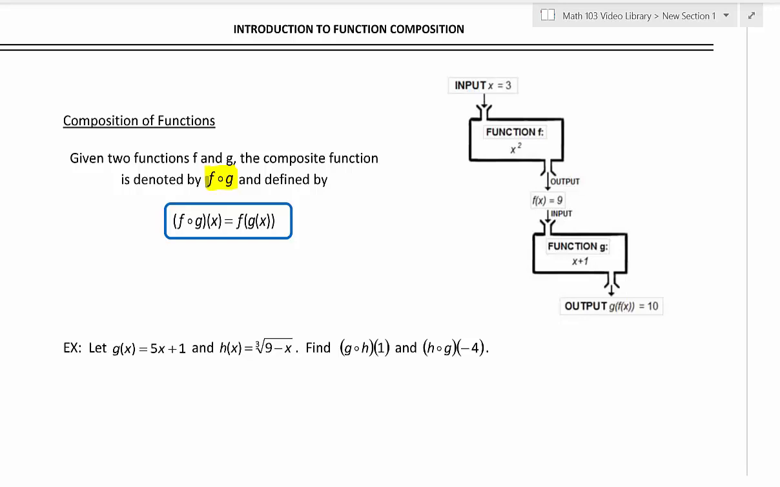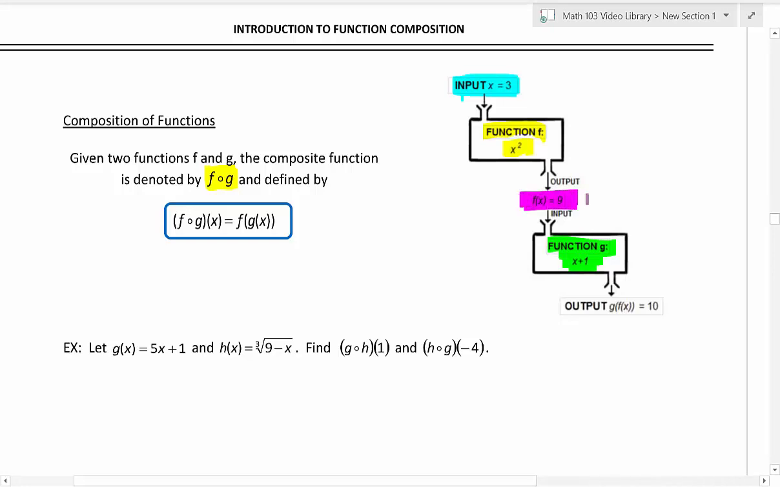So taking a look at this diagram, I have two functions. The function f, which is equal to x squared, and then a function g, which is equal to x plus 1. We start by inputting the number 3 into our function f. Well, function f squares the x value. So if we plug 3 in, we'll square it, and it's going to output the number 9.